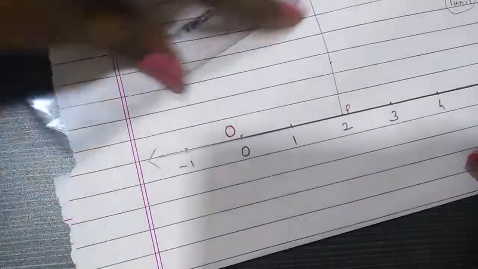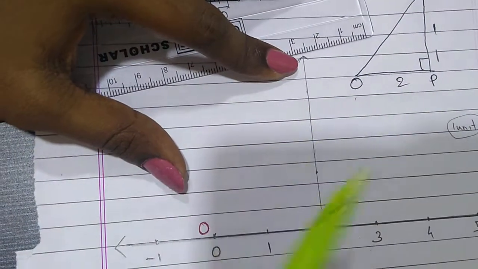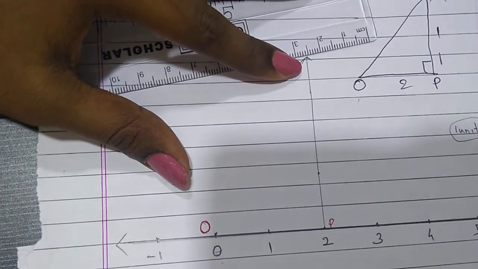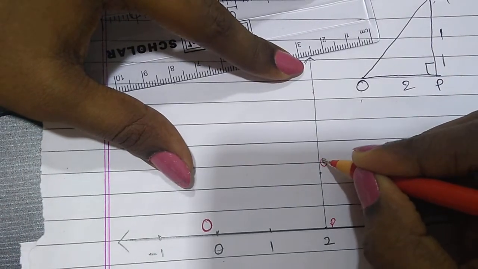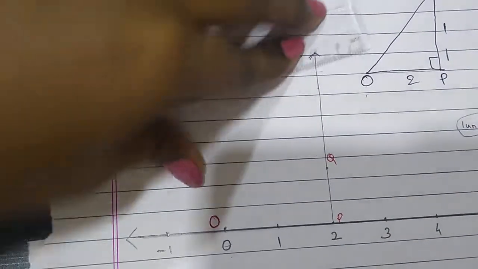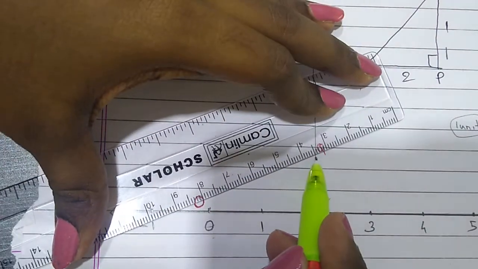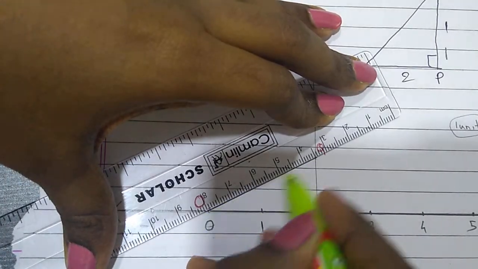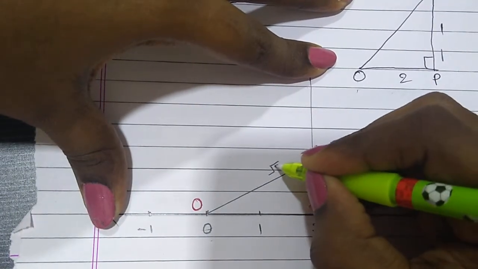Now I'll again take my scale and join this. See, this is OQ. So I'll be joining it with my O. And what is the name of this? It is Q. Okay, so I'll just join it now. I have joined it. Now this represents our root 5.